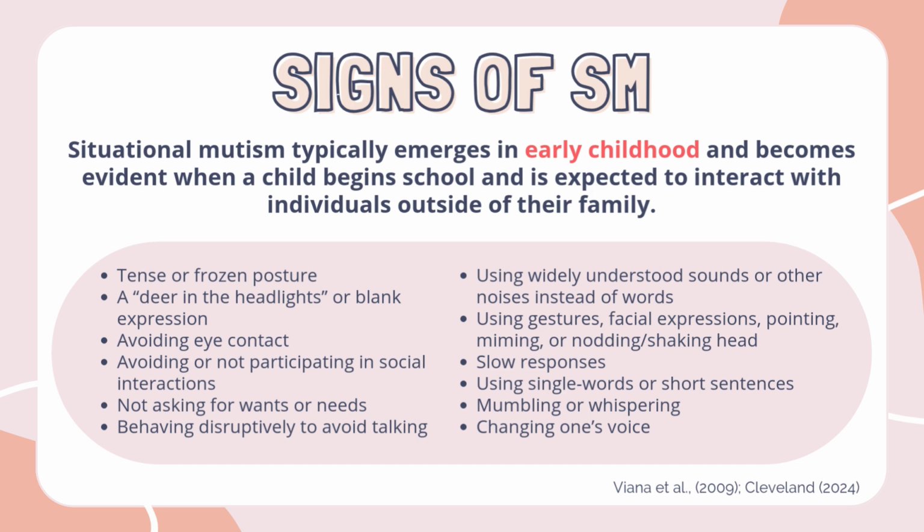The child may use widely recognized sounds such as uh-huh for yes or uh-uh for no. They may use facial expressions, nodding and pointing to share their ideas. For children who are less severe, they may respond very slowly or use one word or short sentences. When they do speak, it may be quite quiet or mumbly, or they may even change their voice to produce a robot-like sound with an unnatural pitch and tone. Every child is different, but these are some common signs to watch out for if you are suspecting situational mutism.